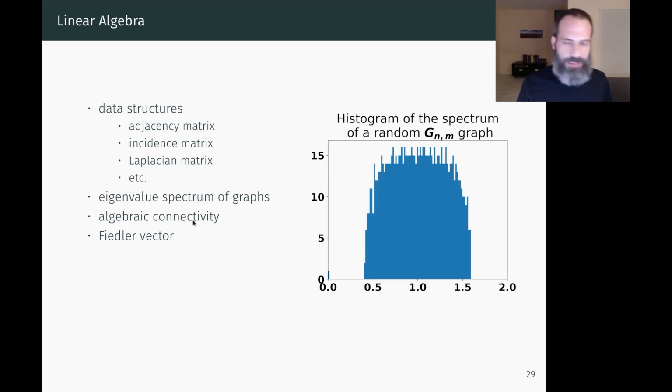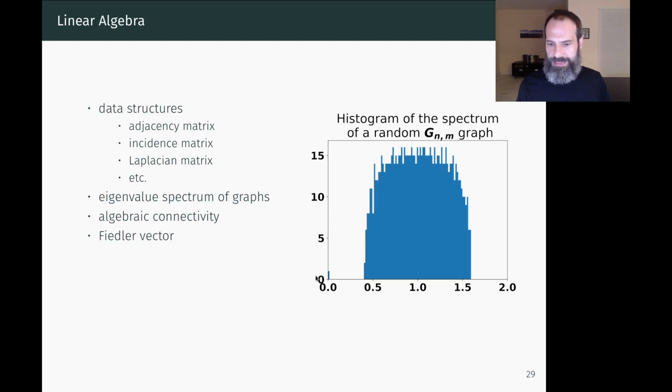Instead of looking at this, I'll just give you this example from the gallery. So here, this is another gallery example. It's just the histogram of the spectrum of a random GNM graph. So you create this GNM graph, convert it to a Laplacian matrix, and then look at its eigenvalue decomposition, and then take the eigenvalues. And the eigenvalues will be between 0 and 2 for a normalized Laplacian matrix.